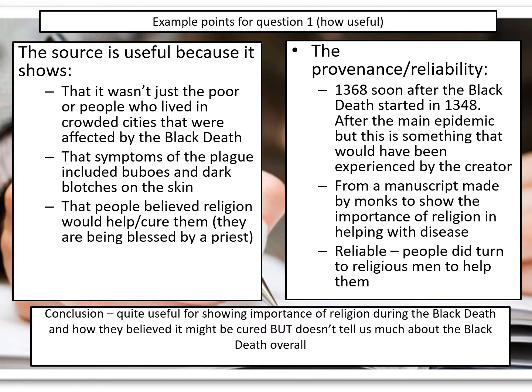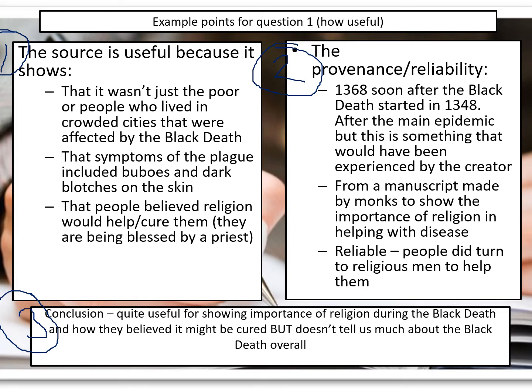So remember, when we're talking about how the source is useful, our first paragraph is going to be on content. Our second paragraph is going to be on the provenance, and our third paragraph is going to be on the conclusion. That's why I've got these 3 separate boxes here.